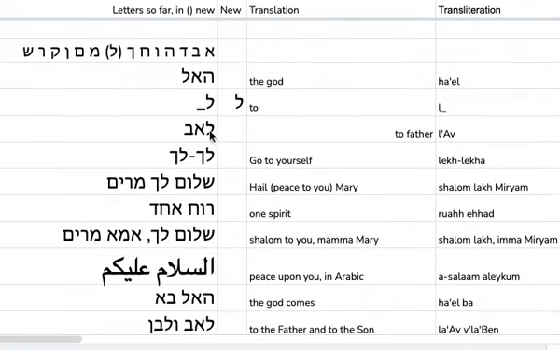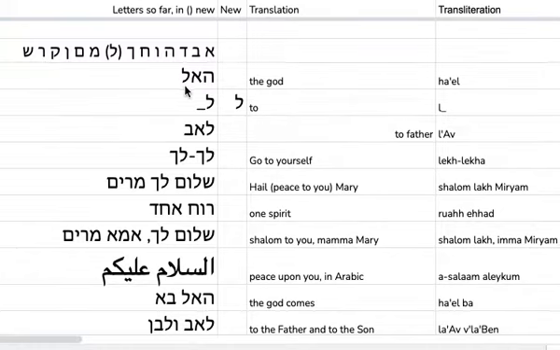Okay, let's keep moving on. One more little chapter here. B, D, H, V, Ch, Ch. And this new one, anybody know? It looks like a lightning bolt. It's a L. Okay, and then a M, and M sofit, N sofit, K, R, Sh.